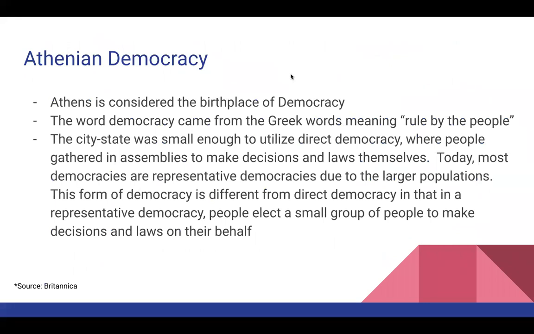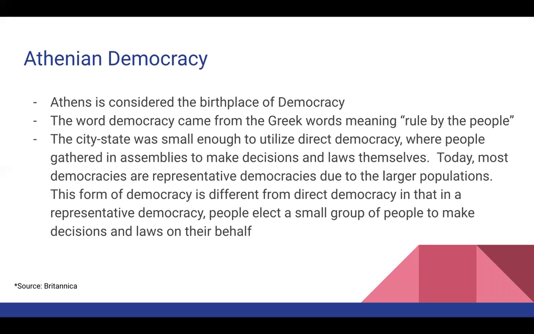So I'm going to talk about the Athenian democracy. Athens is considered the birthplace of democracy. The word democracy actually came from the Greek words meaning ruled by the people. The city-state was small enough to utilize direct democracy, where people gather in assemblies to make decisions and laws themselves. Today, most democracies are representative democracies due to the larger populations.